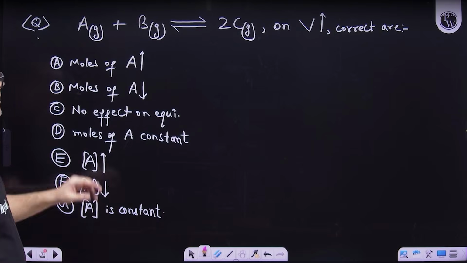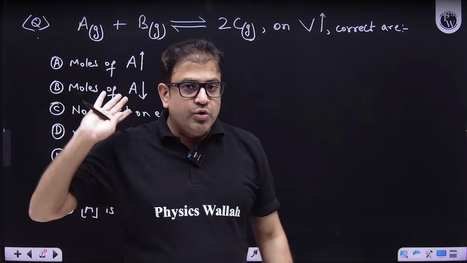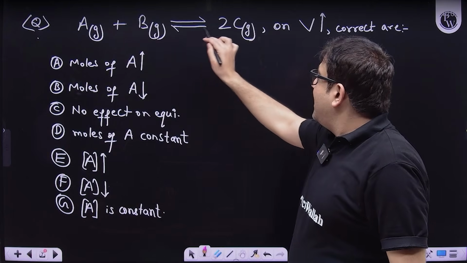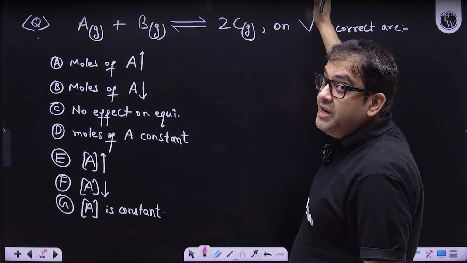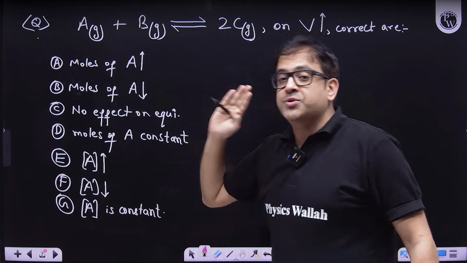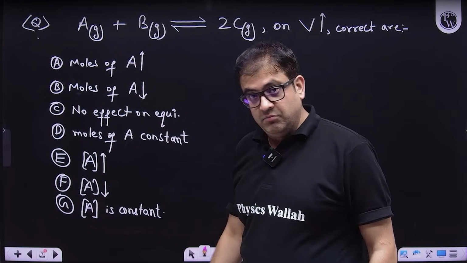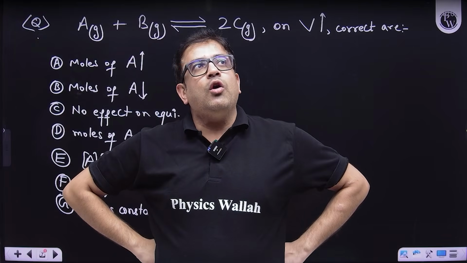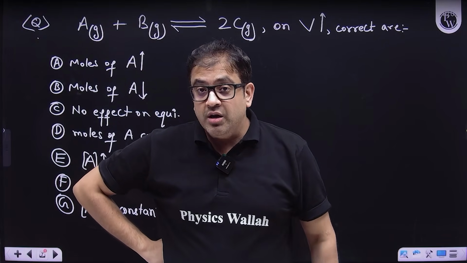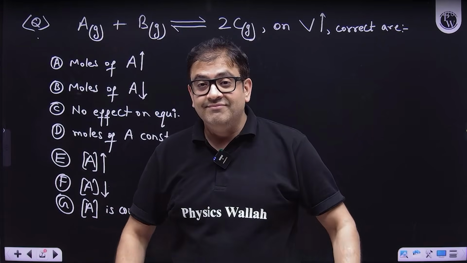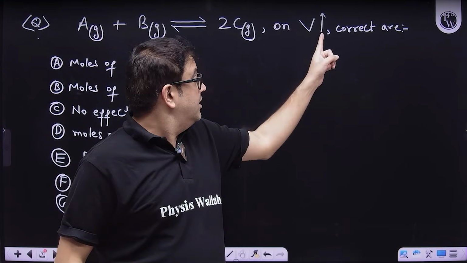Moving ahead. Now, there's a question for you. Like A and B gas forming 2C gas. I'm saying, if you increase volume, what are the options that are correct? What I'm doing is increasing volume. Increasing volume means decreasing pressure. So if you decrease pressure, the reaction will proceed in that direction, in order to oppose the decrease in pressure.